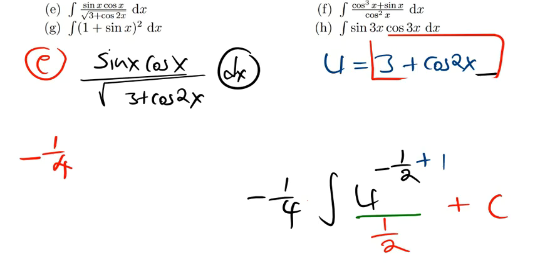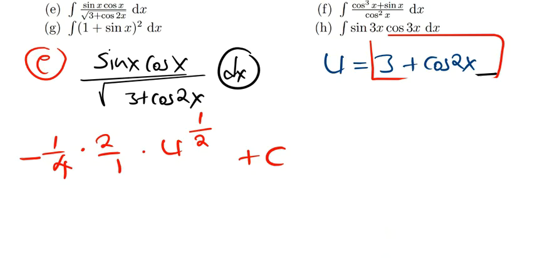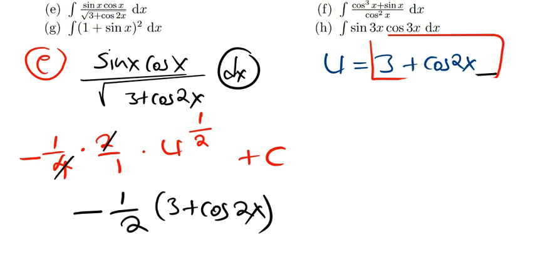Dividing by half is as good as multiplying by a reciprocal, which is 2 over 1. Then u to the power negative half plus 1 is just going to be u to the power positive half plus constant c. So this will be 2 over 2, so negative 1 over 2. Our u is 3 plus cosine of 2x raised to the power 1 over 2 plus c. Now that 1 over 2 is as good as just bringing back the square root.